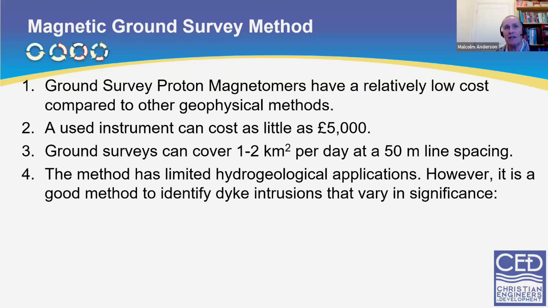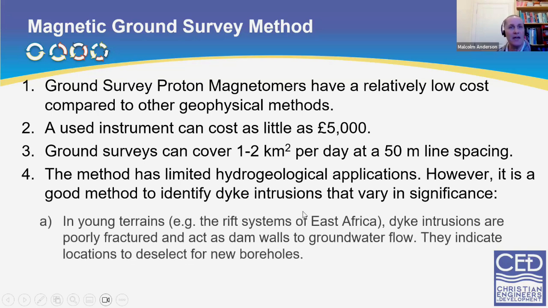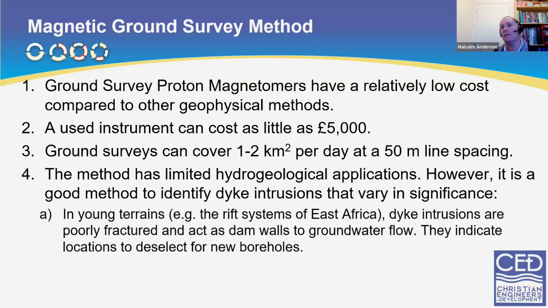The unfortunate element is that although it can measure down to borehole depths, the method has limited hydrogeological applications. However, it is a good method to identify dikes and intrusions because they have strong magnetic characteristics. But in some locations, and this is typical of East Africa and the rift systems of East Africa, the dikes are poorly fractured because they're young and they act as a dam wall to the groundwater flow. So they indicate locations to avoid for new boreholes.